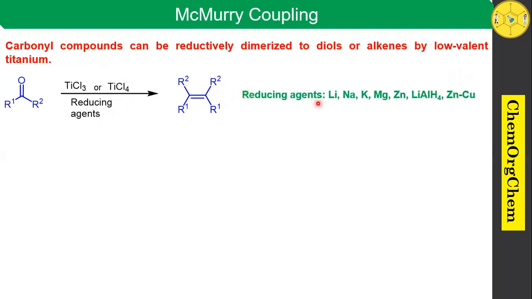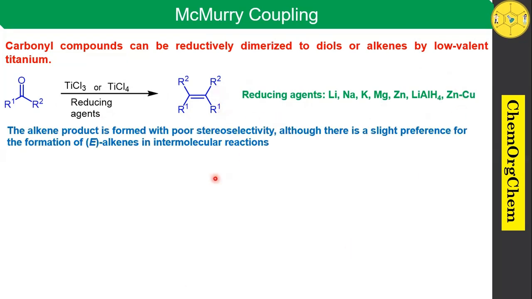So what are the reducing agents? We can use lithium, sodium, potassium, magnesium, zinc, lithium aluminum hydride, or zinc-copper couple. This zinc-copper couple we have already discussed on our channel. If you missed it, don't worry, you can find a link in our description box.